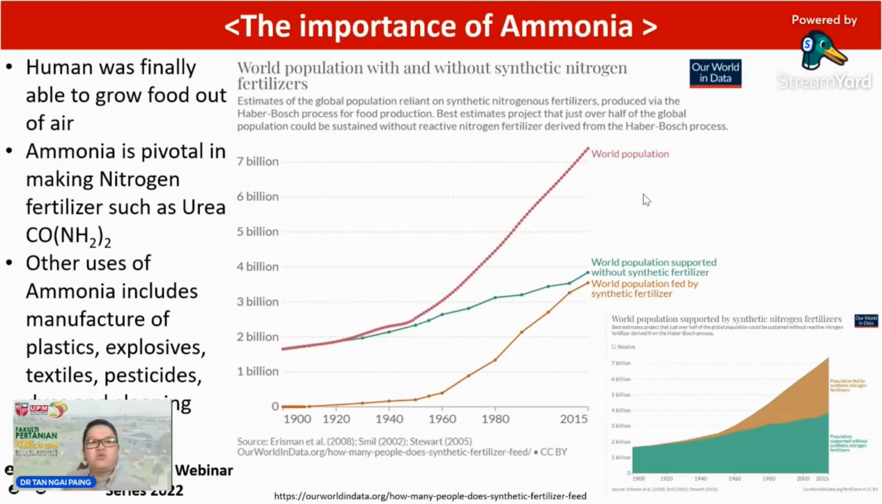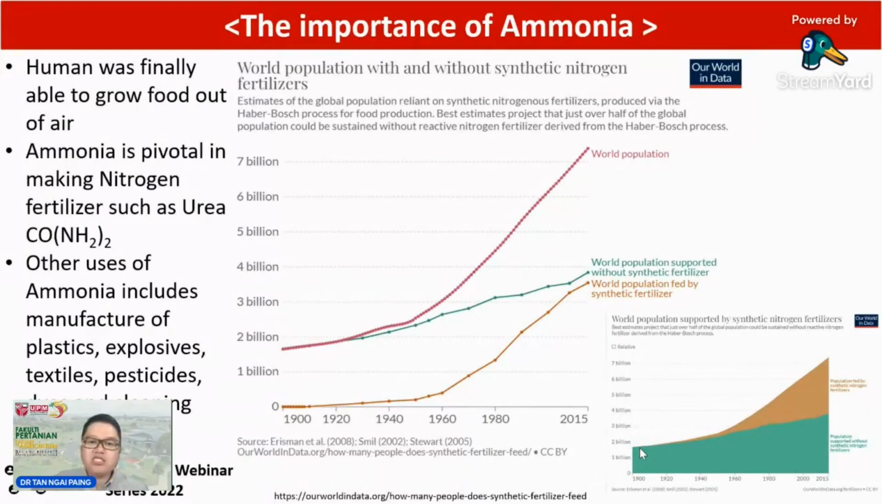Okay, back to ammonia. Because of world population, this is a projection. Without ammonia, we cannot support many people. We can only support like 2 to 3 billion people. But because of the ammonia fertilizer, synthetic ammonium fertilizer, synthetic nitrogen, we were able to feed the current population of up to 7 billion.